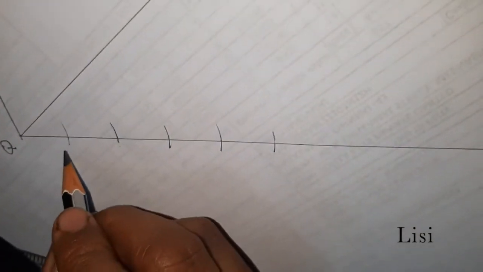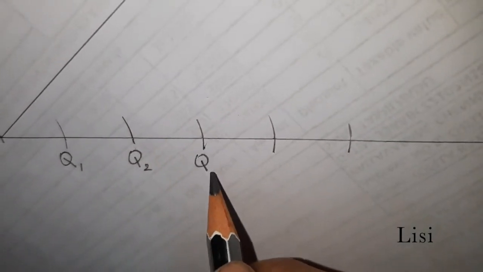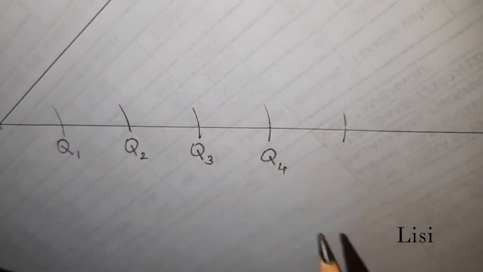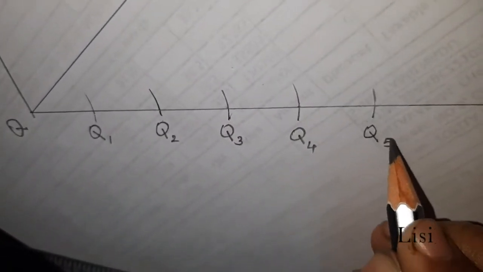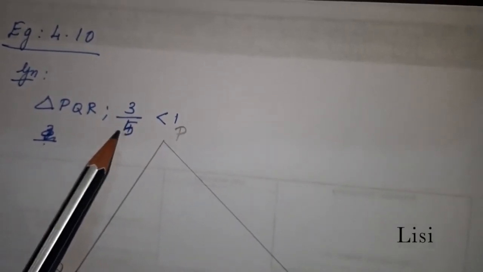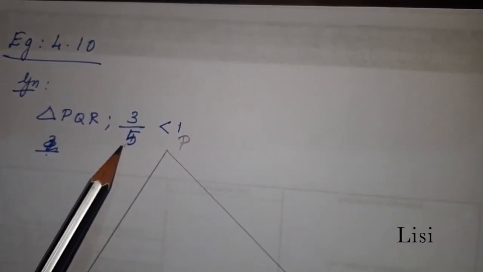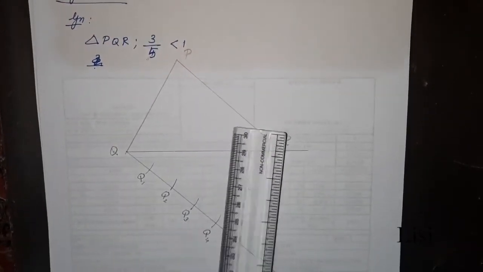Name it as Q1, Q2, Q3, Q4 and Q5. Here you see the similar proportion is 3 by 5, that is a fraction. Now 3 by 5, 3 is in the numerator and 5 is in the denominator. So this 5, whatever it is in the denominator, that you see here, that is Q5. That is, here you are having 5, here you are having Q5. You connect this Q5 with your R.